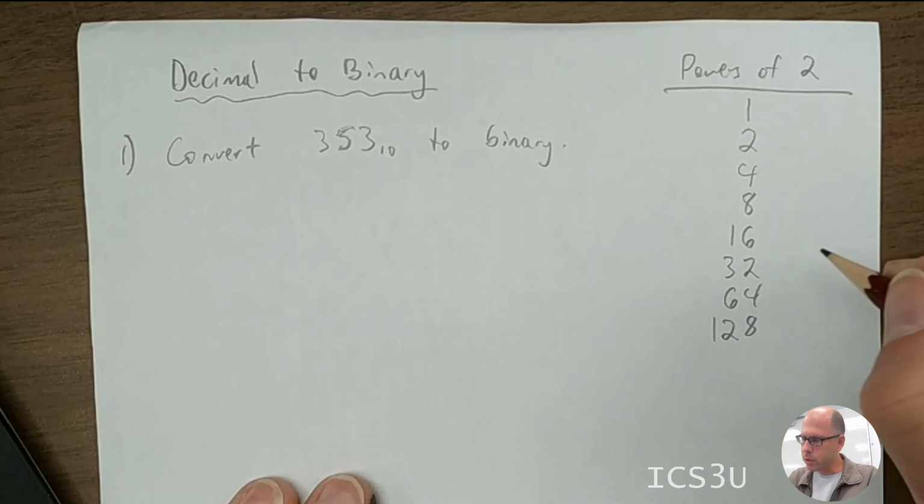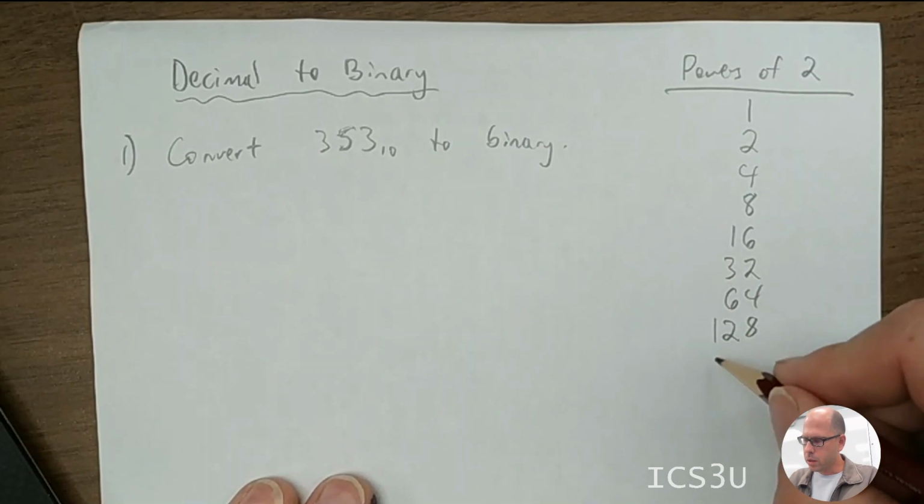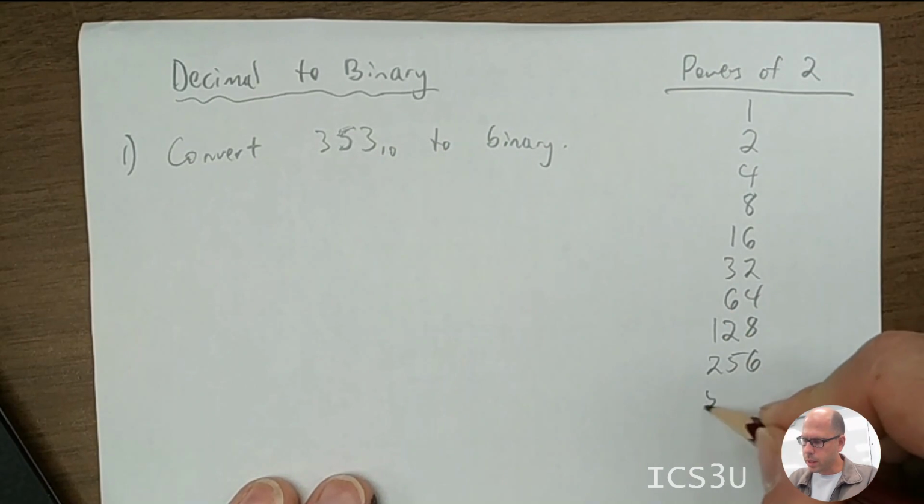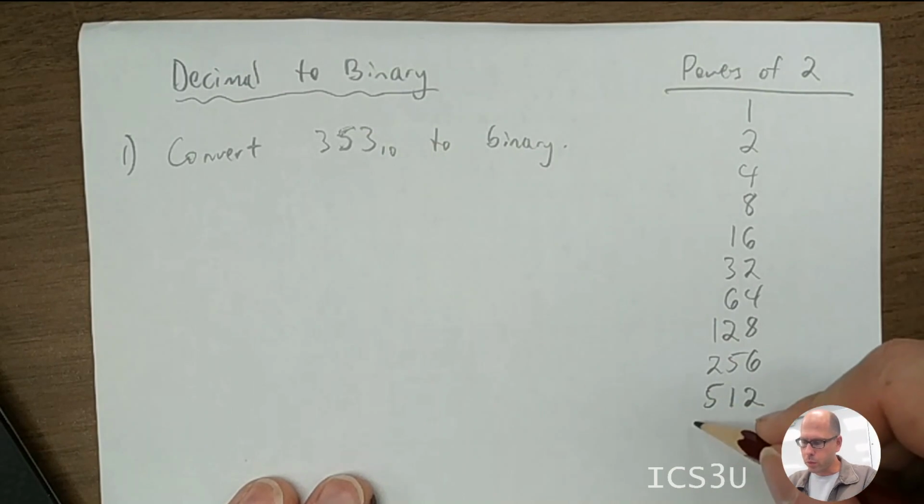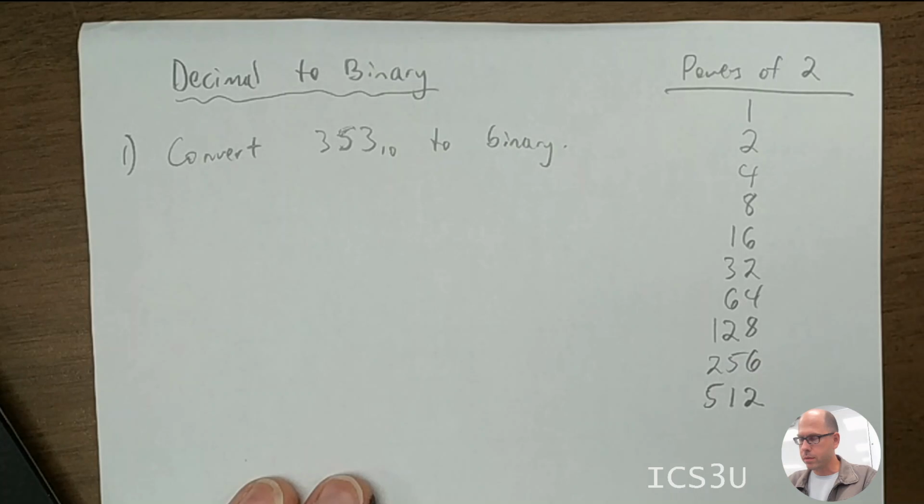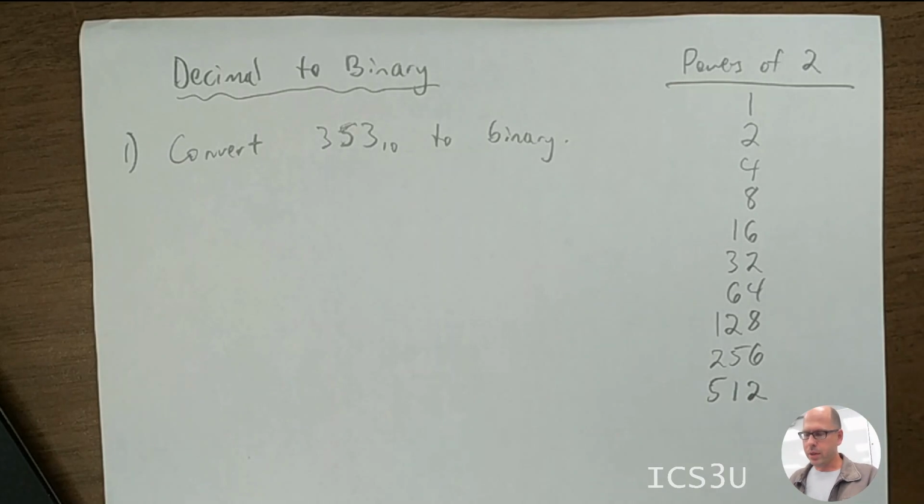And we should go past 353. So 256. And then double it again, 512. You can use a calculator to come up with this table if you want. Just make sure that you're doubling the number each time. I don't need to go any further, and you'll see why in a minute, because you only have to go as large as what the number is. If I was to go further, 1024, 2048, etc. We won't have to go any higher than that most of the time.